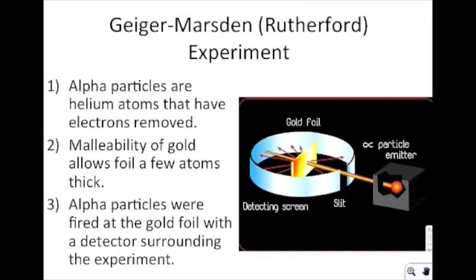What actually happened is Rutherford is the professor that's here. He was running a lab, and Geiger and Marsden were students of his. Actually, Geiger was a postdoc working in his lab, and Marsden was the student. And what they did is they set up this experiment in which they were firing alpha particles.